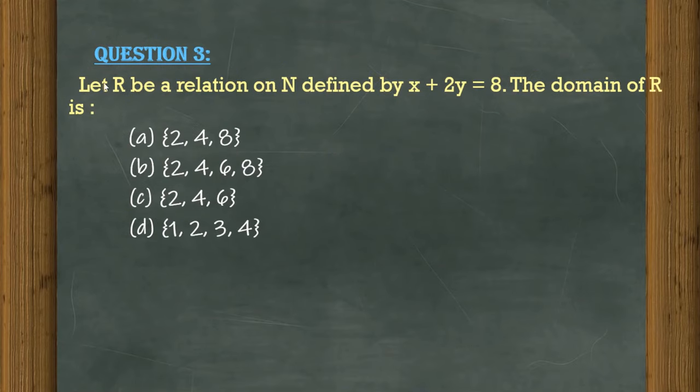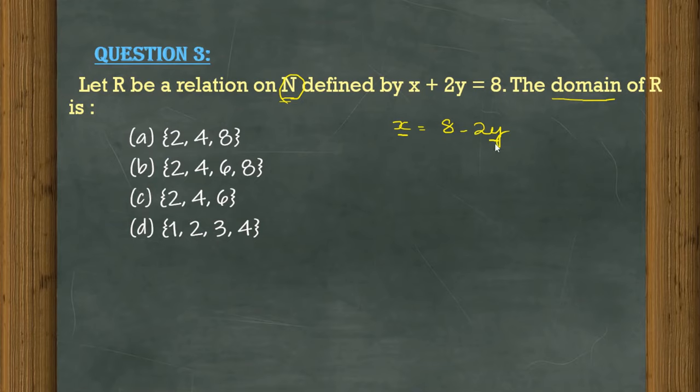Now question number 3. Let R be a relation on N. This is important. Natural number में relation है. Defined by x plus 2y equals to 8. Then we have to find out the domain of R. Here x plus 2y equals to 8. That means x is equal to 8 minus 2y. And relation कहाँ पर है? Relation natural number में है. So y भी natural होगा और x भी natural होगा.